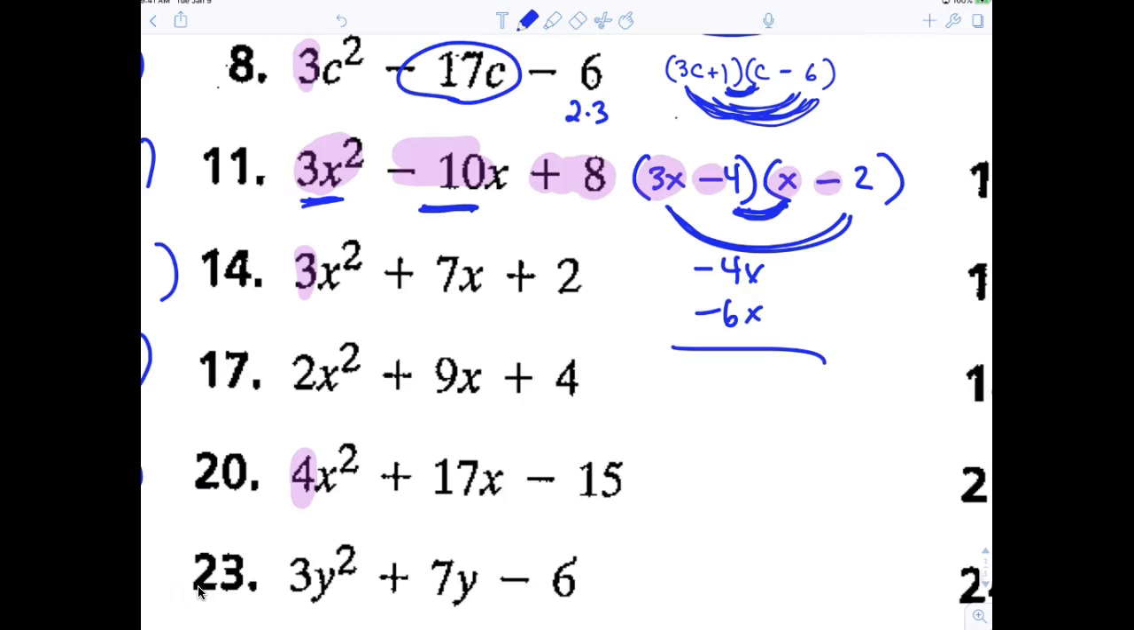Okay. So you start off with 3x and x. Is the x taken from the 10? No, because 3x times x is 3x squared. That's where that's coming from. All right, so let's look at the next one.